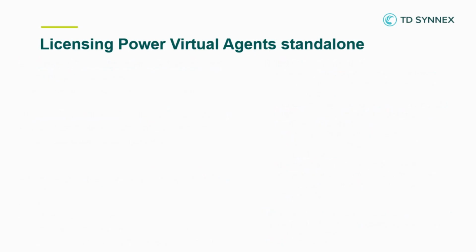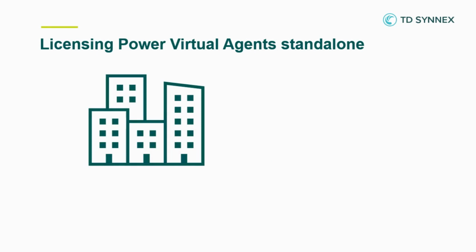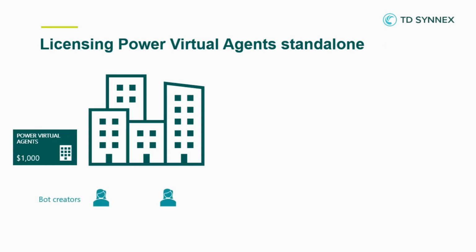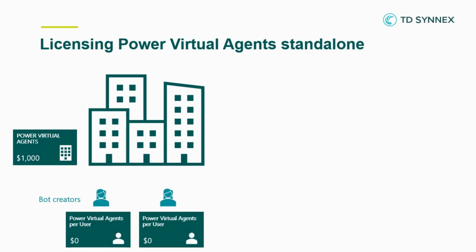Let's go through the licensing with a scenario. Here we have a company who want to deploy bots to the web and to Facebook to help their customers. They purchase a Power Virtual Agents license, which is a tenant level license. They have two people who will create bots, and even though there is no additional cost to license these users, they do need to acquire Power Virtual Agents per user licenses and assign them to those users.